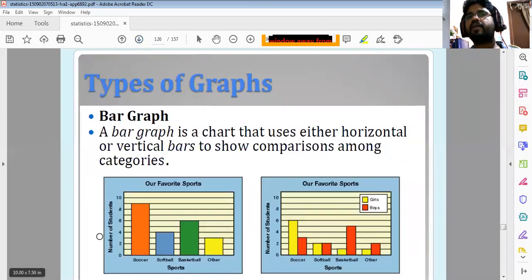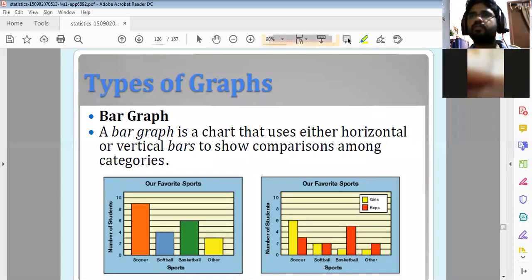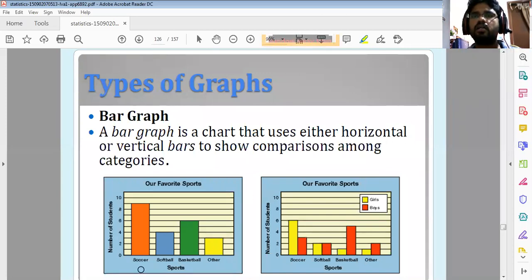See the bar graph. The bar graph is a chart that uses either horizontal or vertical bars to show the comparison among categories. For example, if you take sports, here we have sports and the number of students: softball, basketball, others and soccer.